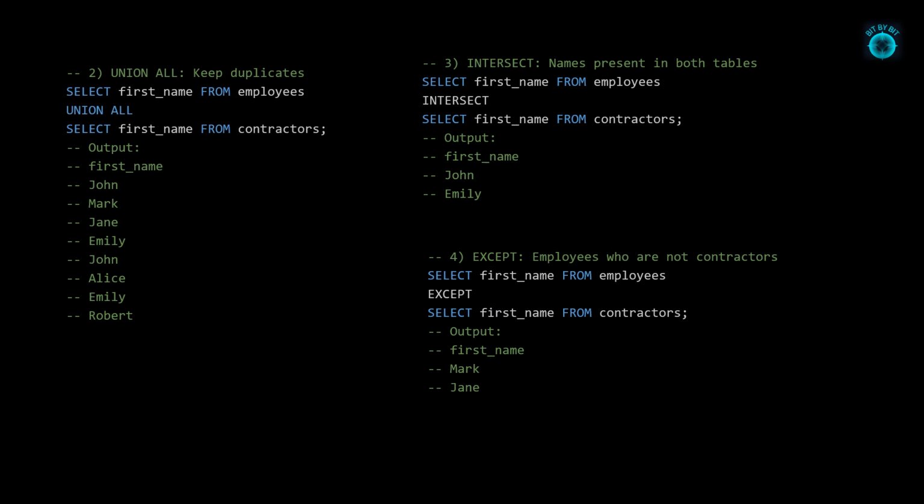In the third example, we use INTERSECT. This returns only the names that appear in both tables. Here, John and Emily are in both employees and contractors, so they are the only results. Finally, in the fourth example, we use except. This returns names that are in the employees table but not in the contractors table. In this case, Mark and Jane are employees but not contractors, so they appear in the output. Remember, for union, intersect, and except to work, both queries must select the same number of columns, and those columns must be of compatible types.